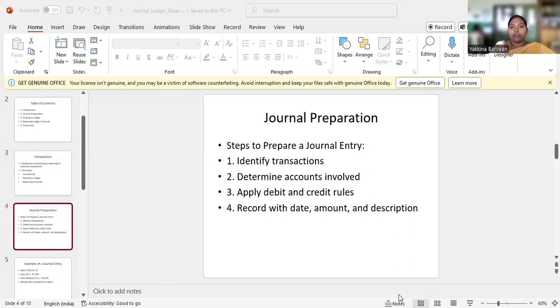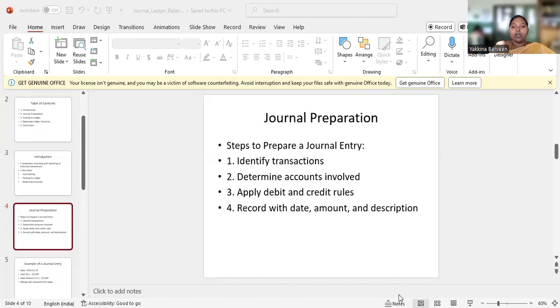First, the step for journal entry: we have to identify the transaction. How do we identify? First, we have to understand the financial elements like sales, purchases, payments. Then, secondly, determine the accounts involved. Identify affected accounts, for example, cash, sales, rent.